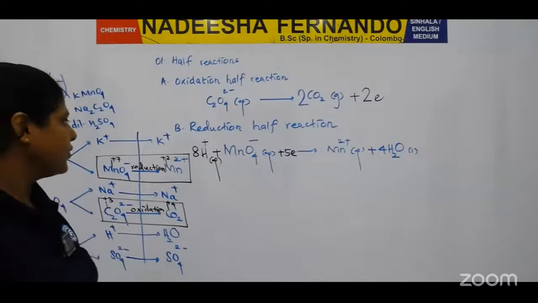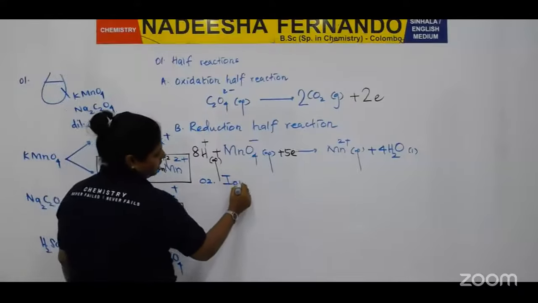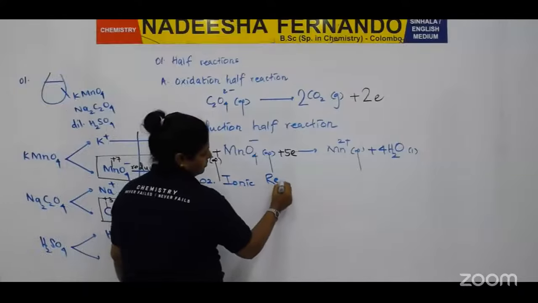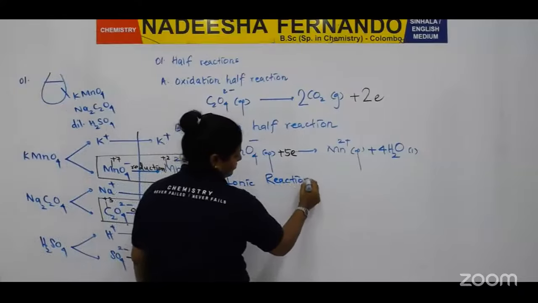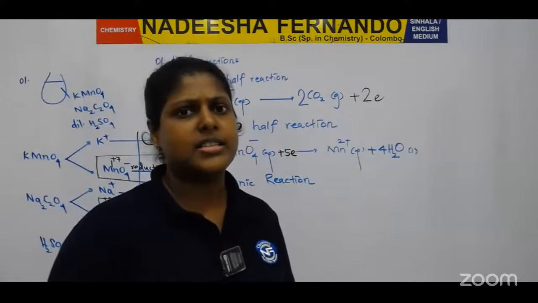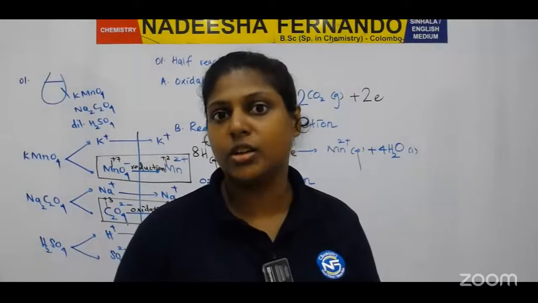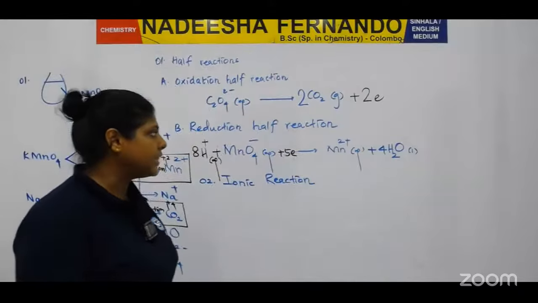Okay, good. Right, then the second one, the ionic reaction. How do we get the ionic reaction? An ionic reaction is a reaction which does not include electrons. Electrons are not included.